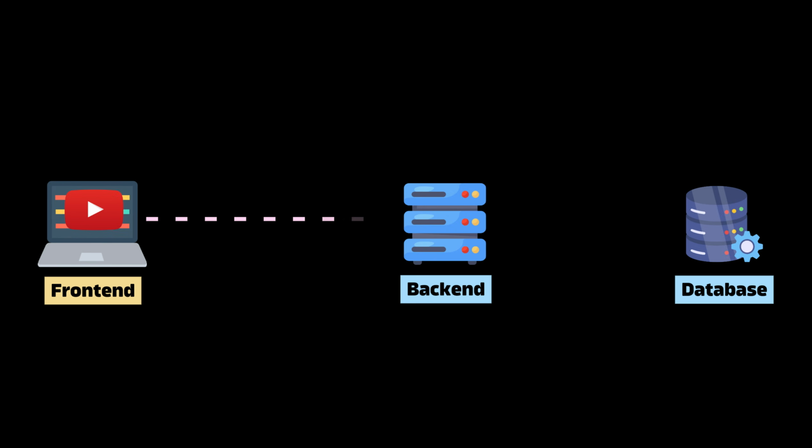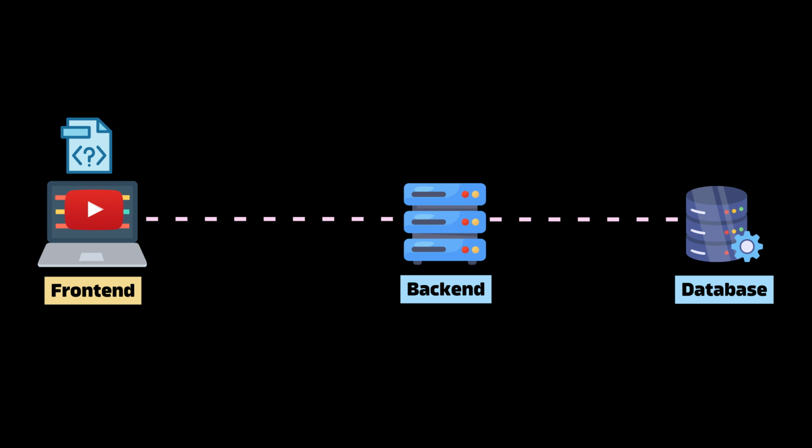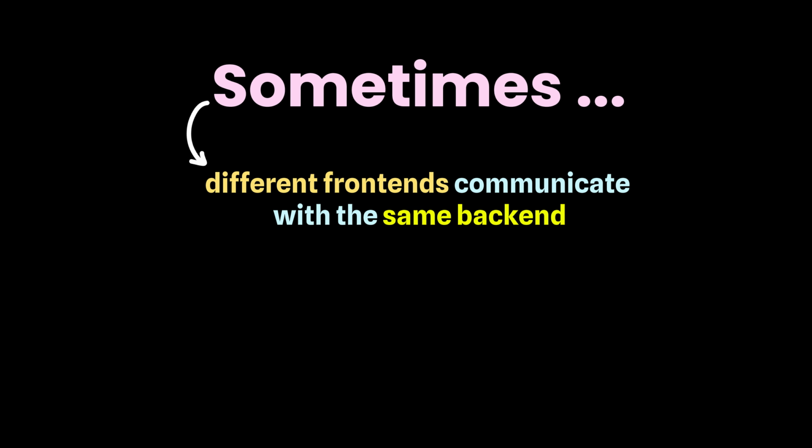At the simplest level, you can build most of your projects with just a server and a database. Here's how our YouTube example might work. When you write a comment under a video and press submit, the front end sends a message to the back end containing the comment and the video it belongs to. The back end receives that message, saves the comment in the database, and then sends a response back confirming that the comment was created. This back and forth communication is called a request-response cycle, and this is generally how web applications work.